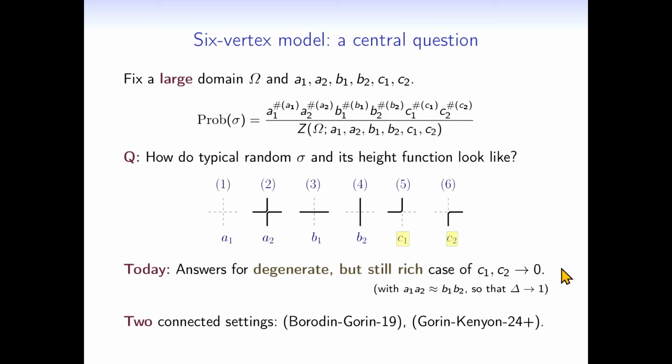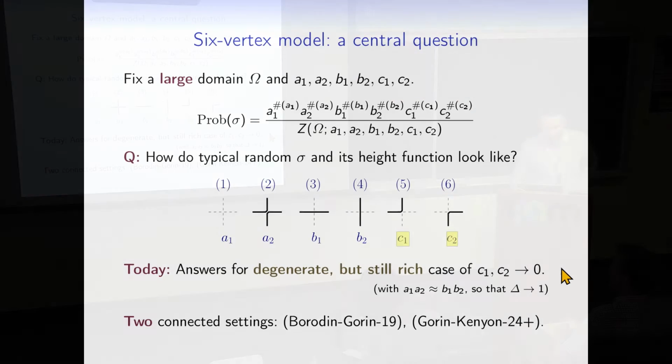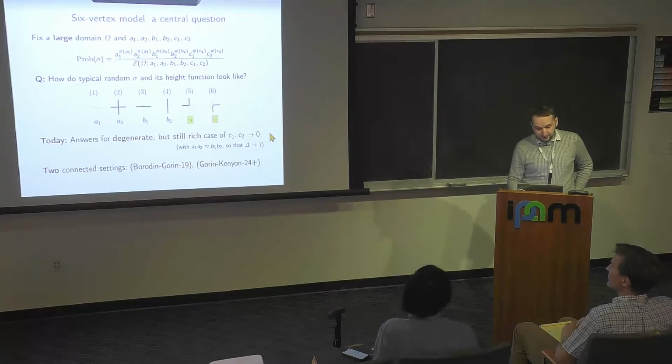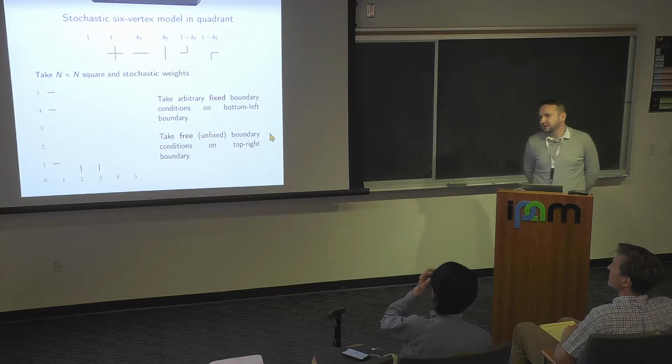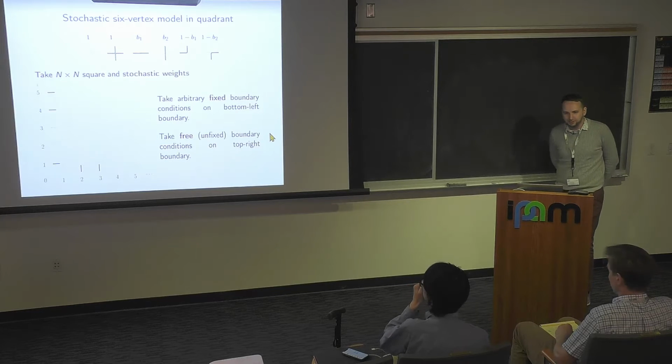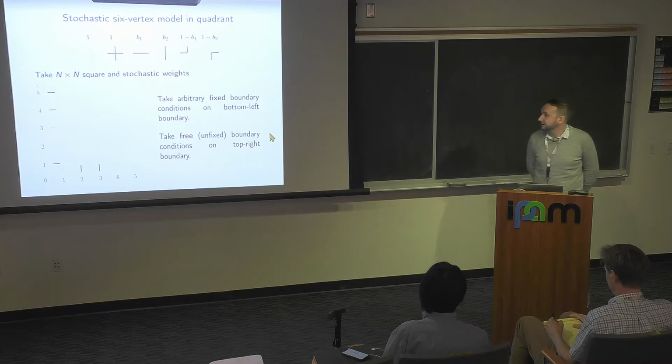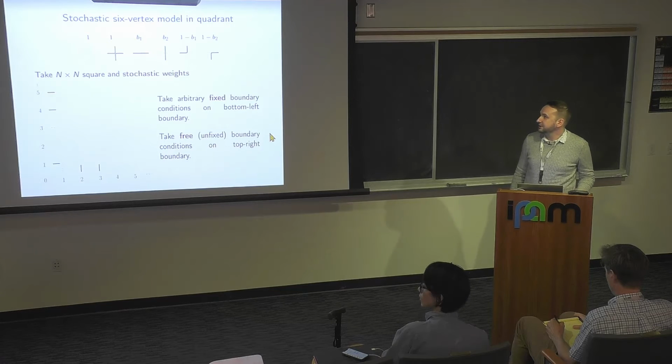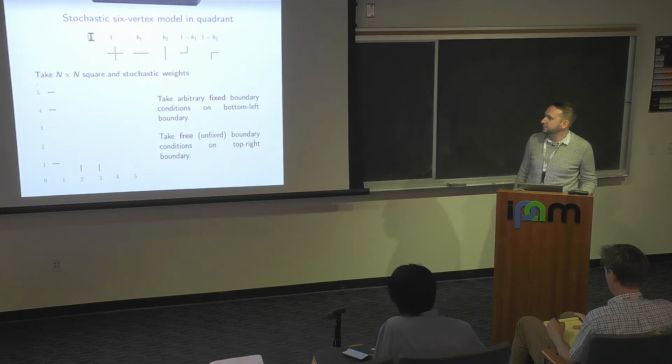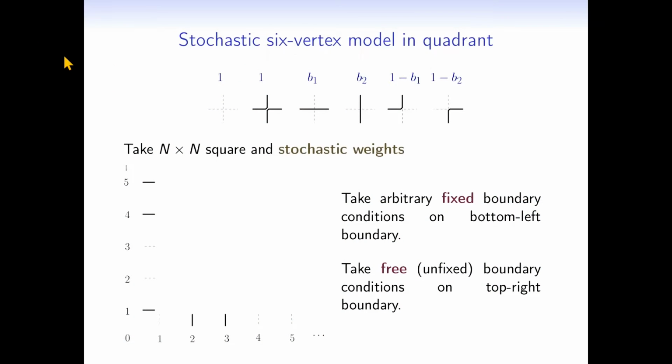And I will be telling you about two connected stories, one from my article with A. Borodin from 5 years ago, and another from my ongoing project with R. Kenyon from this year. So let's start with the early result, because it will connect us nicely to the talk which we just heard. That will be about the stochastic six-vertex model. So for the stochastic six-vertex model, we will be choosing the weights 1, 1, B1, B2, 1 minus B1, 1 minus B2. So there are two parameters here, B1 and B2.